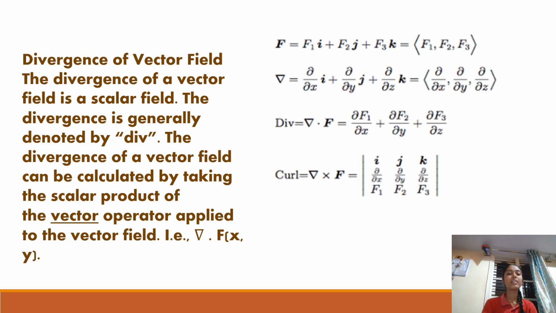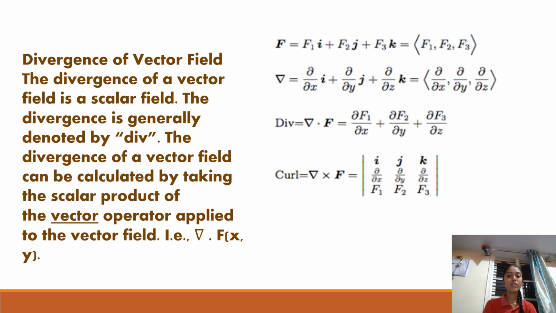Divergence of vector field. The divergence of a vector field is a scalar field. The divergence is generally denoted by div. The divergence of a vector field can be calculated by taking the scalar product of the vector operator applied to the vector field, that is nabla dot f of x, y. So the formula can be given as f is equal to f1 i plus f2 j plus f3 k, which will be equal to f1, f2, f3. Therefore, nabla is equal to dou by dou x into i plus dou by dou y into j plus dou by dou z into k, which will be equal to dou by dou x, dou by dou y, dou by dou z.